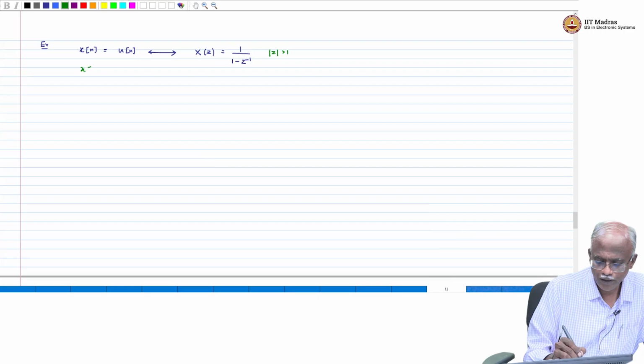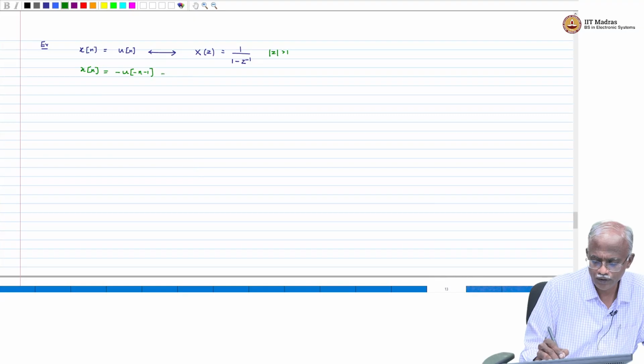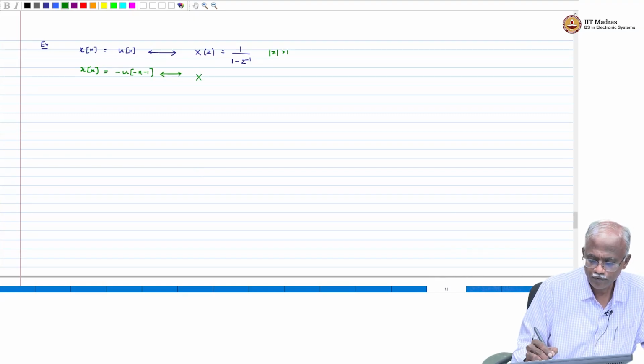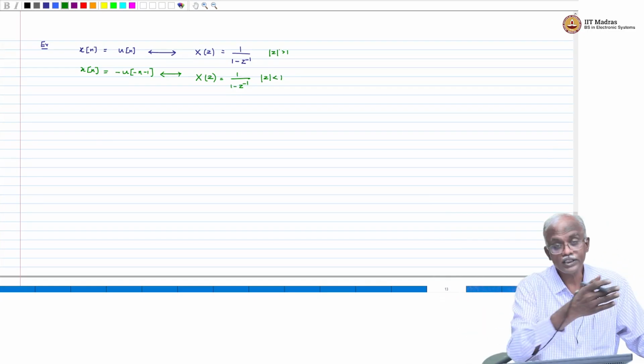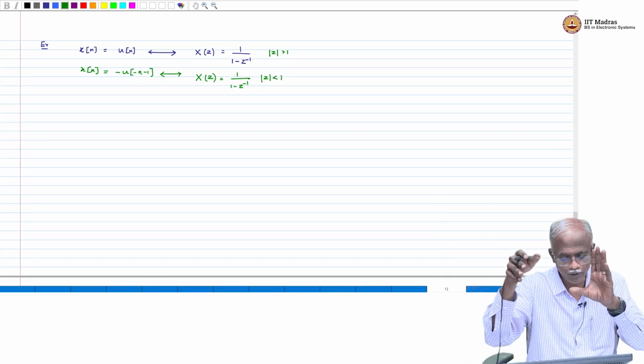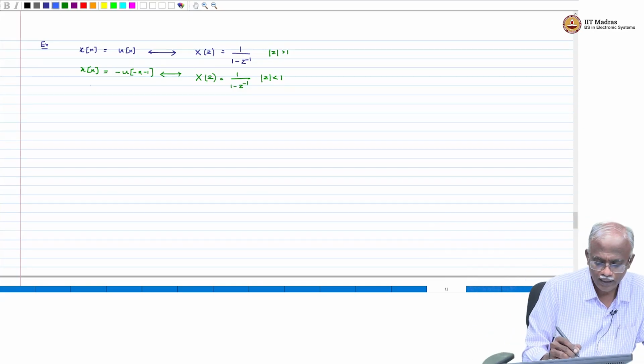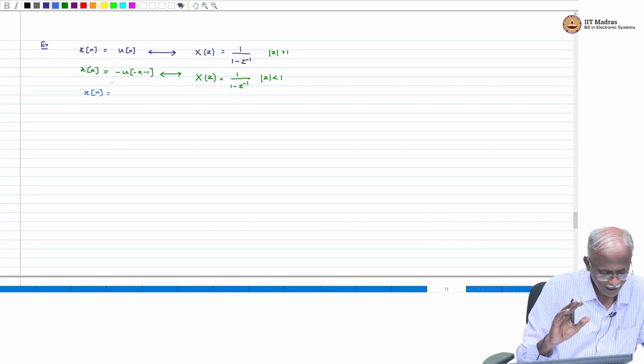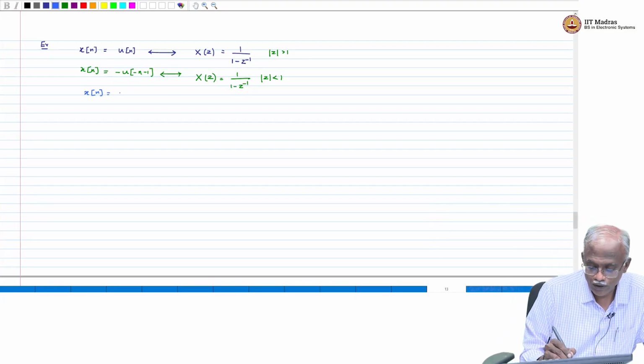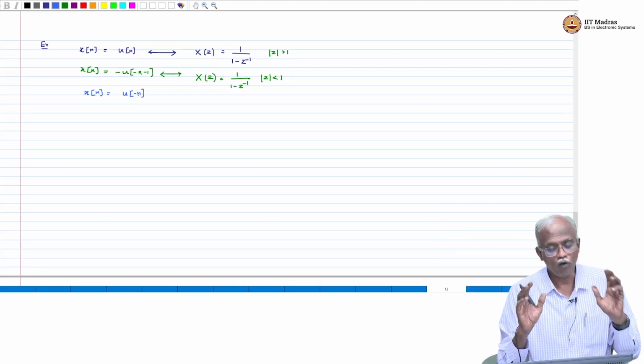Okay, we have another sequence, x of n, which is minus u of minus n minus 1. This will have the same X of z, 1 over 1 minus z inverse, but the ROC will be a left-sided sequence, mod z less than 1. The pole is at z equal to 1, and we get the 2 sequences. Okay, now I want you to tell me what will be the z transform, by inspection, of u of minus n. Okay, u of minus n.